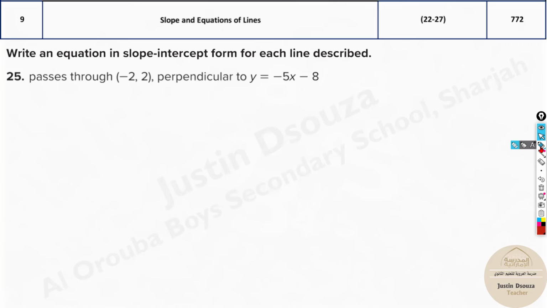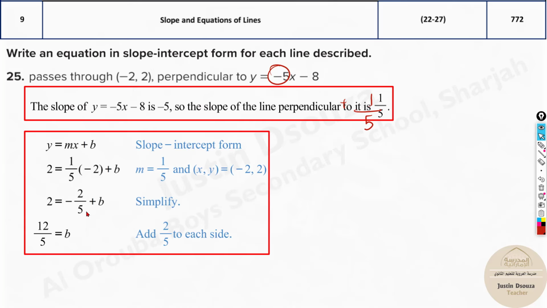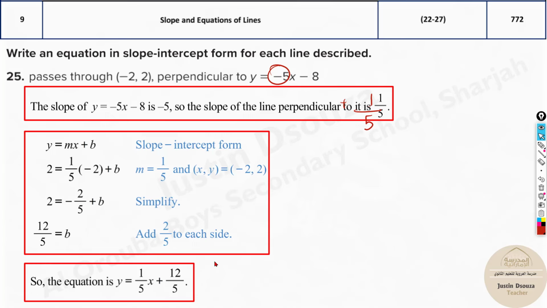Similarly, you can solve these. I'll just write the slope here. It's minus 5. So what happens is the reciprocal of 5 is 1 by 5, and minus becomes plus. So this is the slope. You can see 1/5 is the slope. You solve it up and you get the answer.